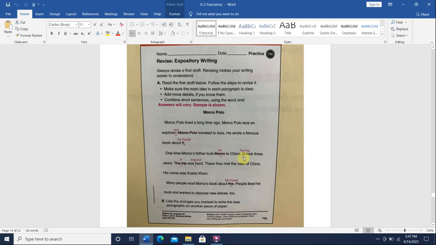Instead of writing it, we wrote the trip took 3 years. We could make the sentence shorter and write and it was hard, or we can delete the trip and write it was long and hard. There they met the ruler of China. His name was Kublai Khan. Many people read Marco Polo's book about his travels because he traveled to many places. Remember, he's an explorer, and that's what we did to make this expository writing better.